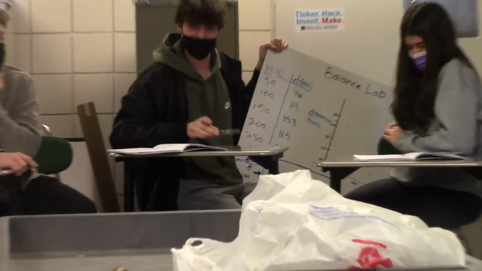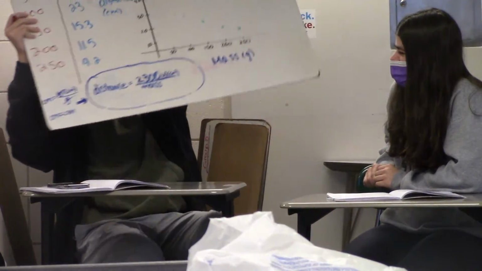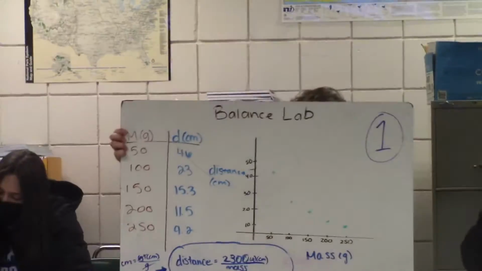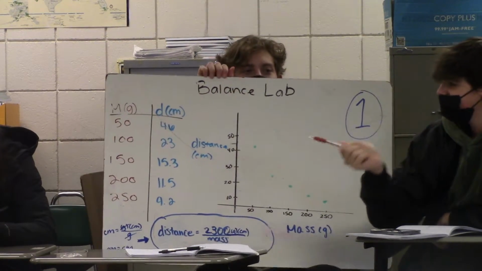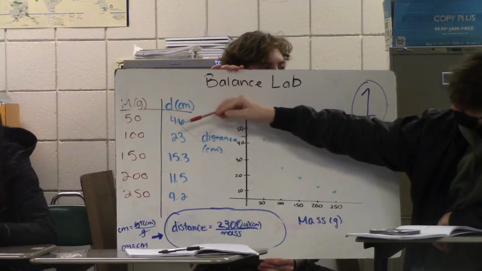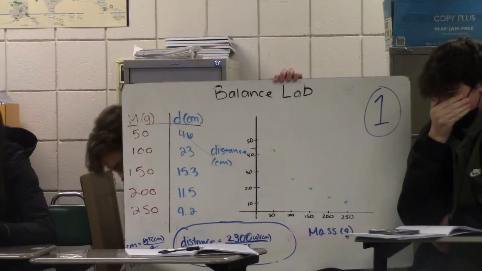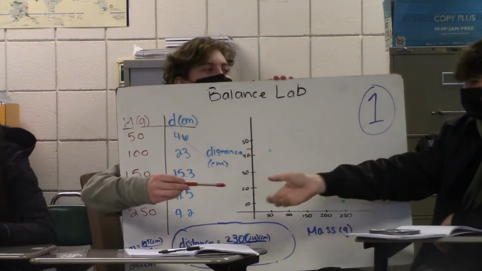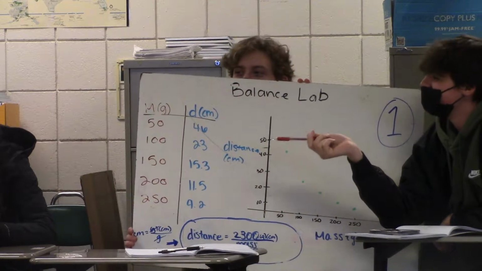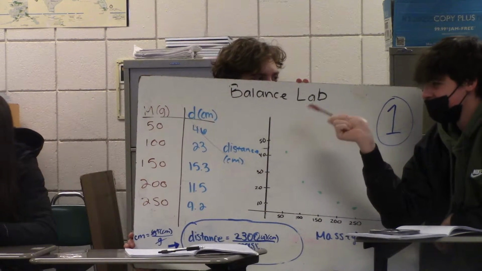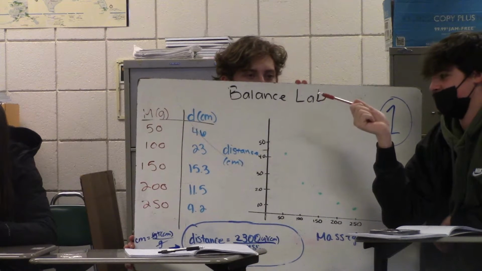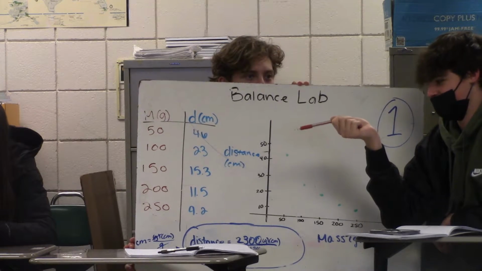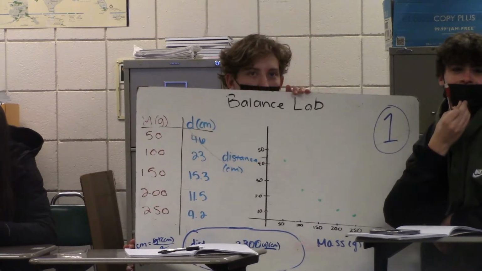All right, Brendan, coach us up. What do you tell us about your boards? Okay, so ours, we did not make up our data. When you double the mass, the distance halves. When you triple the mass, the distance thirds. When you times the mass by 4, the distance divides by 4. And ours were like perfect numbers, but we didn't make it up.